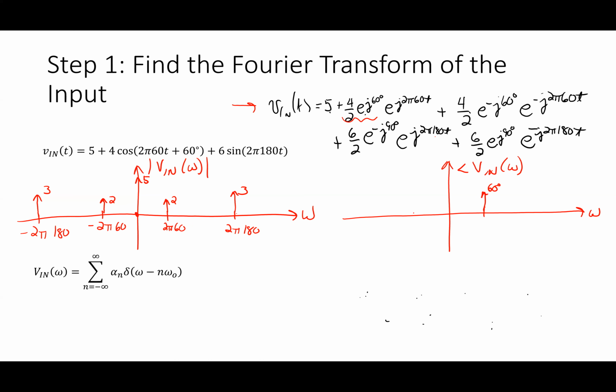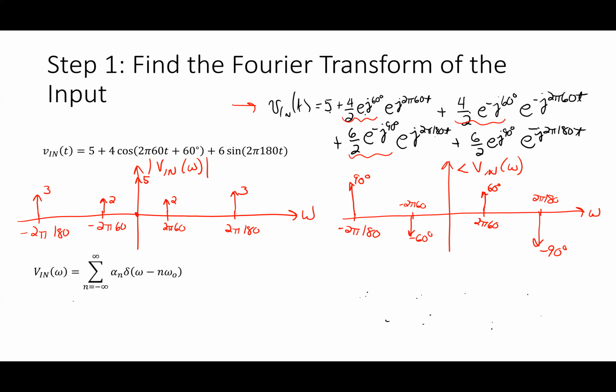So this would be 2 pi 60. If I look at the negative 2 pi 60, that's this amplitude here. So what would I put for the angle at negative 2 pi 60? That'd be negative 60. Yeah, that'd be negative 60. And then what would I do for 2 pi 180? Well, we said for 2 pi 180 the magnitude was 3, the angle is negative 90. So I go to 2 pi 180 and this is negative 90. And then over here at negative 2 pi 180, what would my angle be? It's going to be a positive 90, which is going up. Yep, it'd be positive 90. Okay, so that is my result.